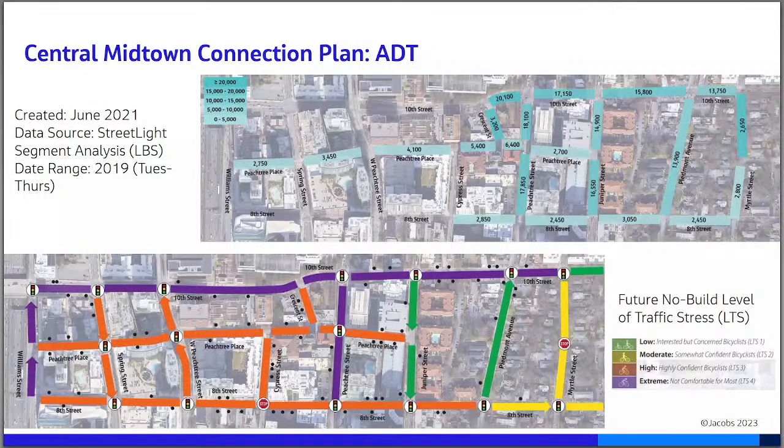This application here, we were working in Midtown and looking at potential bike routes for the Midtown Alliance. An important factor we were using for determining level of traffic stress was the ADTs on each of these blocks. So it was an early sketch planning activity to get these levels of traffic stress, to know where things stood in the network today.